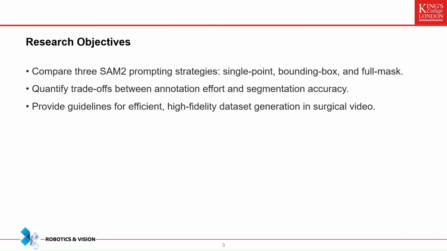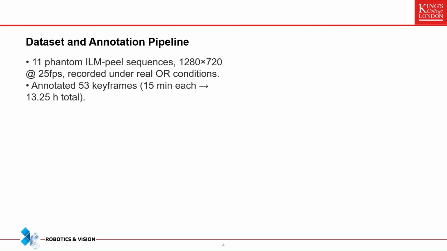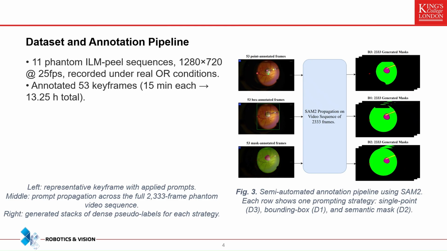We compared 3 SAM2 prompting strategies: single point, bounding box, and full mask, using 11 phantom retinal surgery sequences. From just 53 manually annotated frames, SAM2 propagated pseudo-labels across 2,333 frames, enabling large-scale data creation with minimal manual input. This figure illustrates our annotation pipeline. Manual keyframes are used to seed prompts, which SAM2 then propagates across entire sequences.